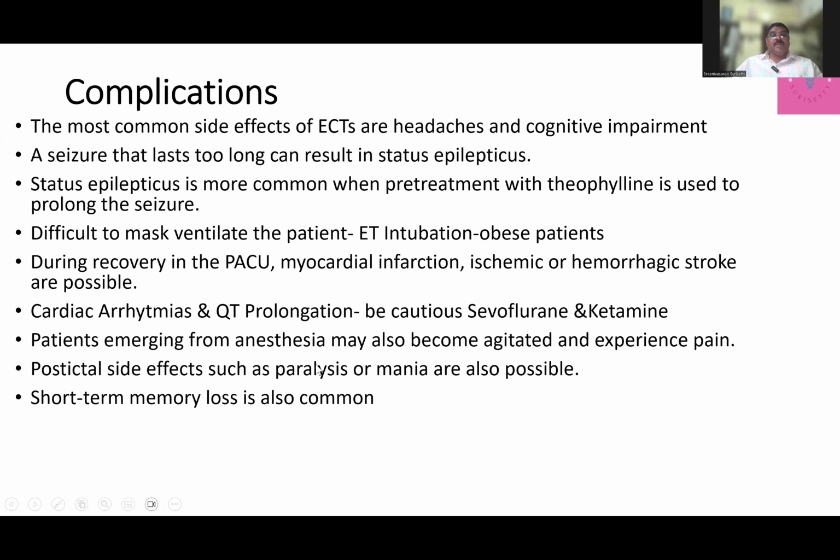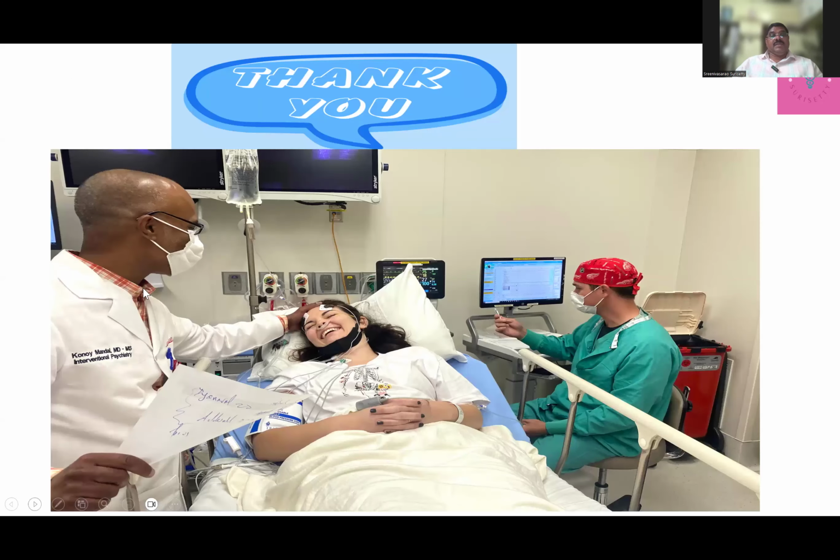A patient emerging from anesthesia may also become agitated. Sometimes he experiences pain, which is why we can use short-acting opioids. Potential side effects such as paralysis or mania are also possible. Short-term memory loss is also common during ECT.